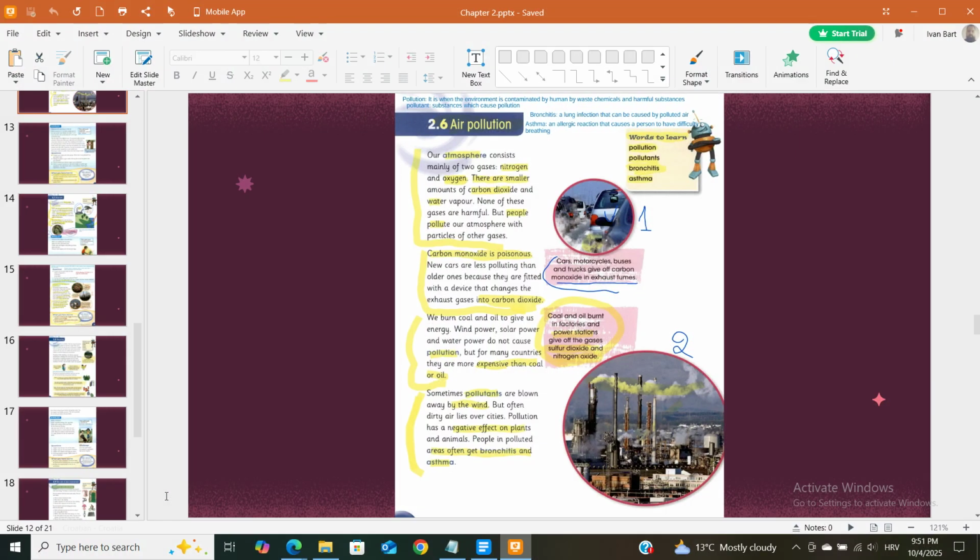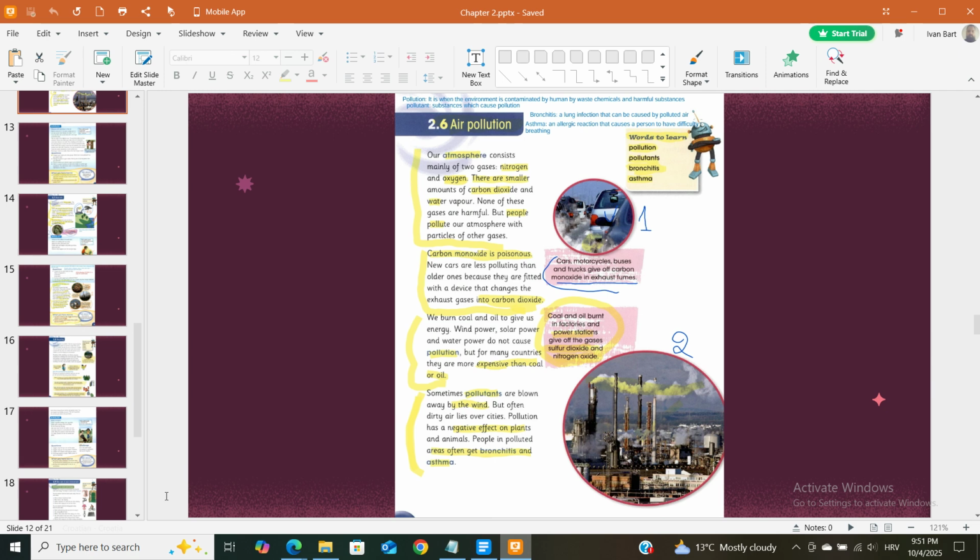But often dirty air lies over cities. Pollution has a negative effect on plants and animals. People in polluted areas often get bronchitis and asthma. Words to learn. Pollution, pollutants, bronchitis, asthma.